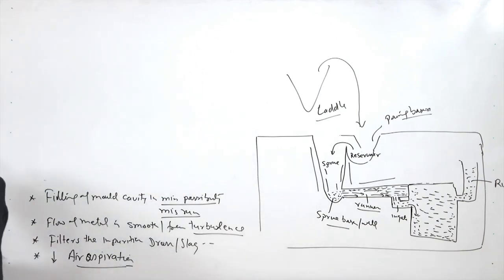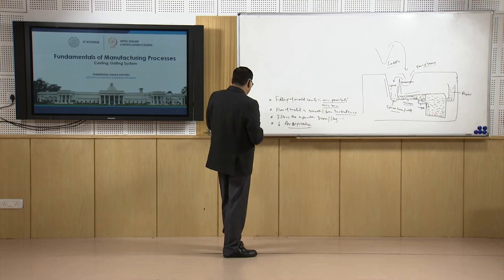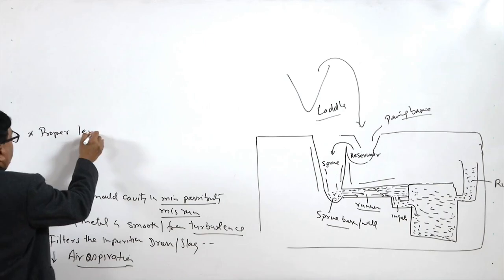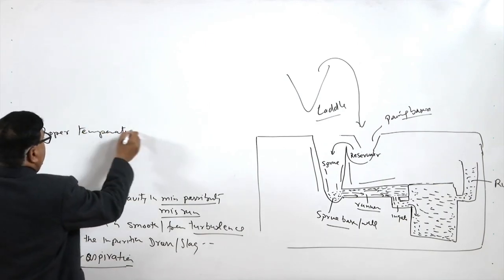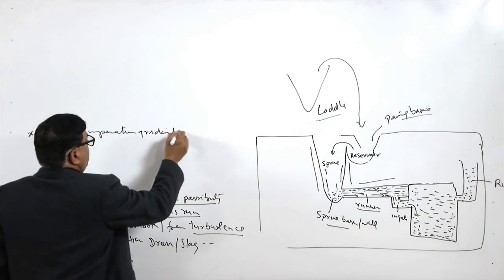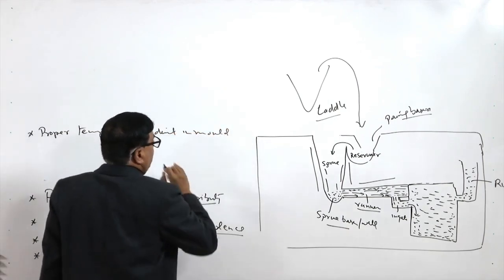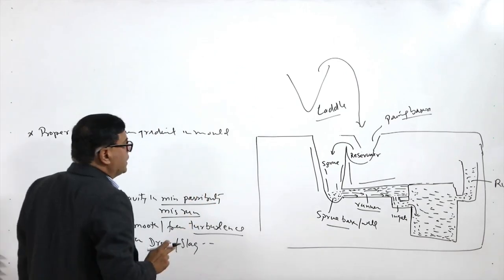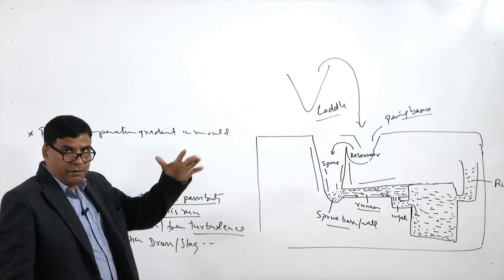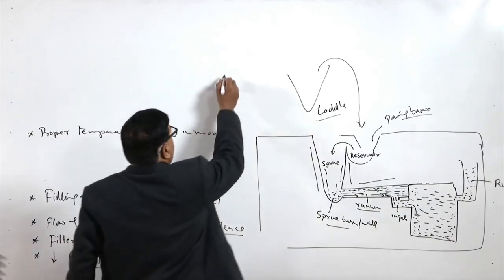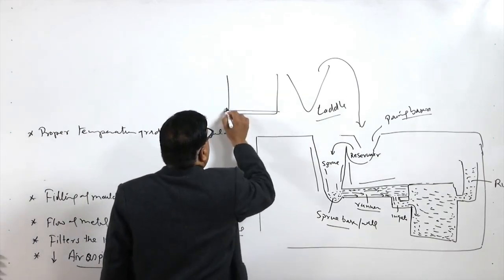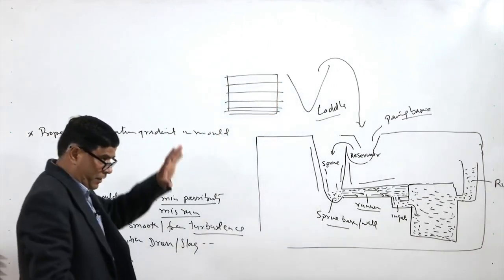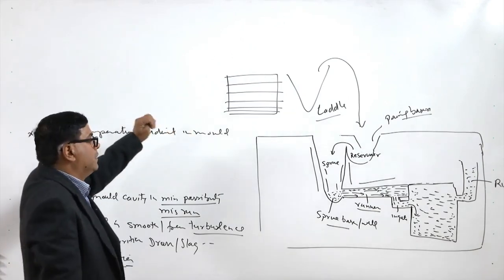Another important function which is expected from the gating system is that the proper temperature gradient in the mold is achieved. What is the meaning of this proper? It means the temperature gradient in the mold is such that unidirectional solidification is realized, wherein the solidification starts from the end, from the remote place, and then goes on towards the hottest possible place, which is close to the riser or the ingates.